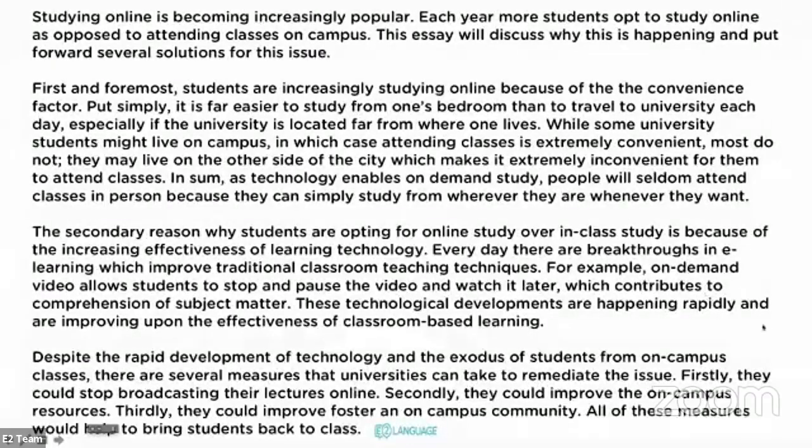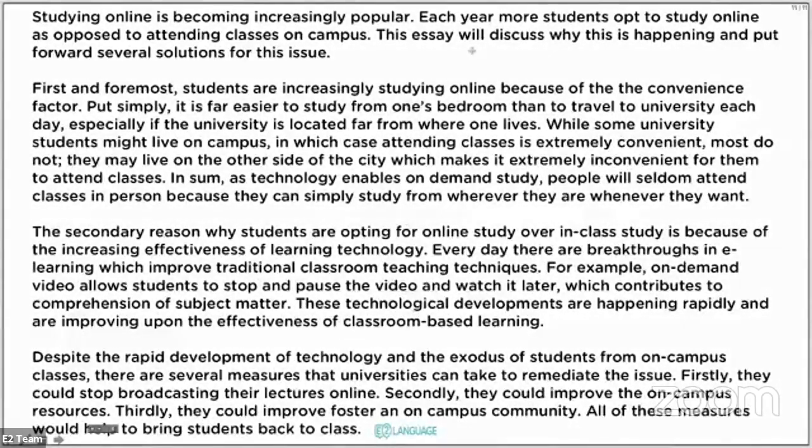And I, so far, have written this, my introduction, 3 sentences. I start with a background statement. Then I rewrite the question, and then I say, this essay will. So I said, studying online is becoming increasingly popular. Each year, more students opt to study online as opposed to attending classes on campus. This essay will discuss why this is happening and put forward several solutions for this issue. You can see that my introduction, this essay will, 1, discuss why this is happening, which is right here and right here. And 2, put forward several solutions for this issue.